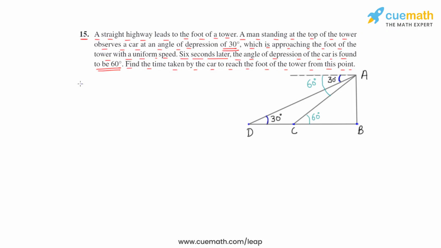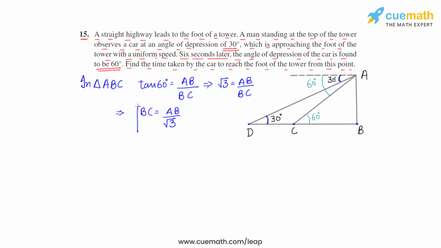So in triangle ABC, tan 60 degrees is equal to opposite by adjacent, or perpendicular by base. It means AB by BC. Tan 60 is square root 3. So square root 3 is equal to AB by BC. It means BC is equal to AB by square root 3. Take this as equation 1.